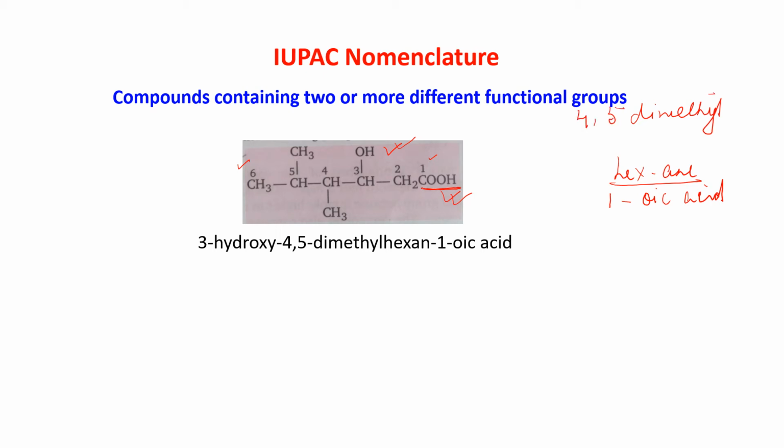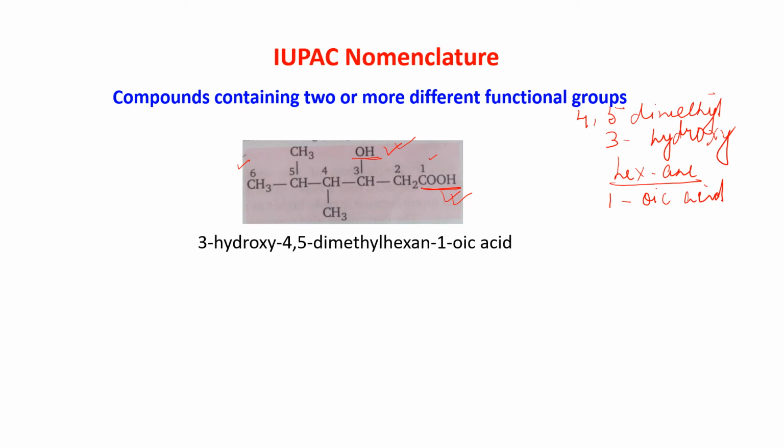Now when OH is coming as a secondary suffix, it is coming as ol. But here OH is coming as a substituent, so it will change to hydroxy. Now OH will no more remain as ol, it will come as hydroxy because it is coming as a substituent. It is not leading the chain right now. So it is in the 3rd position, hydroxy.